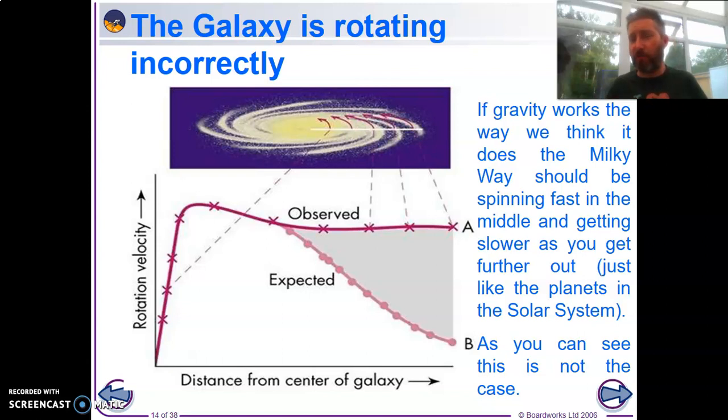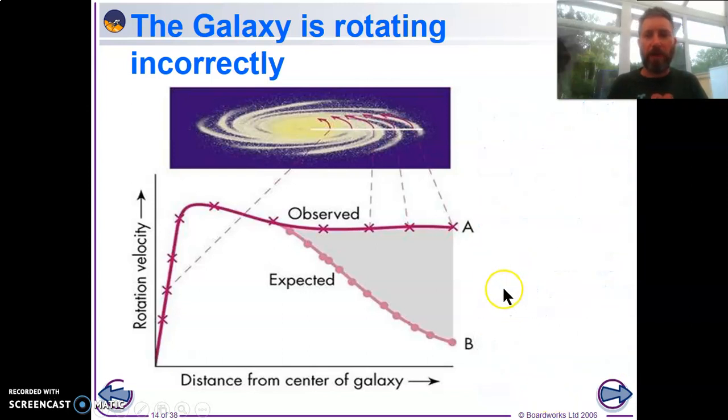Thinking about centripetal force and this idea about things orbiting around the centre at certain speeds based on the gravitational force, if gravity worked the way we think it does, then the Milky Way should spin faster in the middle and slower as you get further out. But that doesn't happen. This is what should happen. The speed should slow down as we get further away, a bit like our solar system does. But it doesn't. It orbits at the same speed all the way around, and that's not right. That shouldn't do it. So, why doesn't it do it?